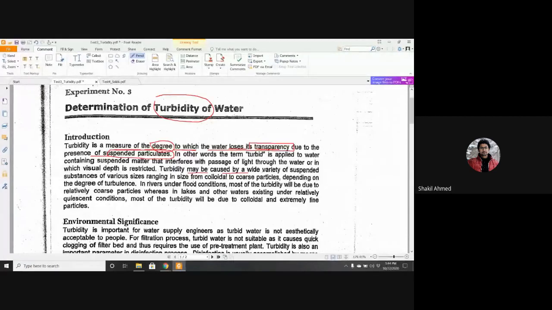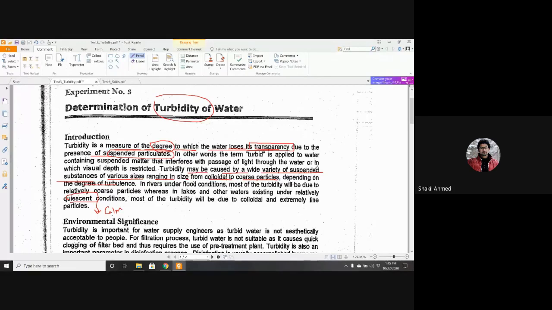Turbidity may be caused by a variety of suspended substances ranging in size from colloidal to coarse particles depending on the degree of turbulence. In river under flood condition, most of the turbidity will be due to relatively coarse particles, whereas in lakes and other waters, existing water relatively quiescent. Quiescent means calm. Okay, calm.